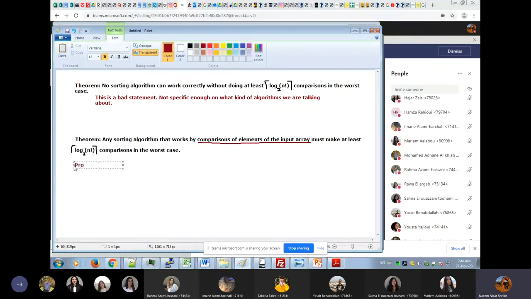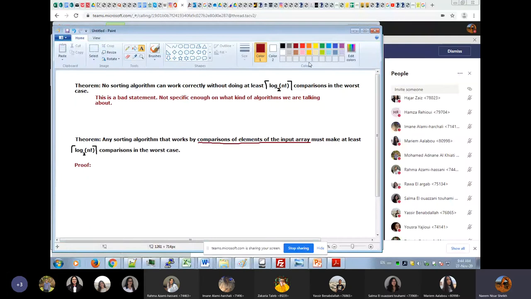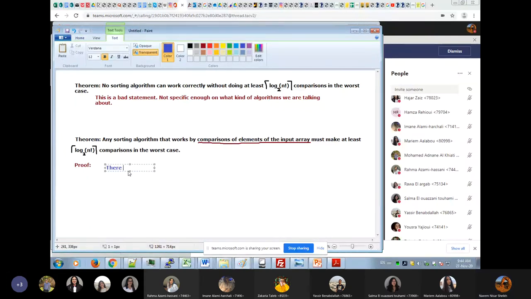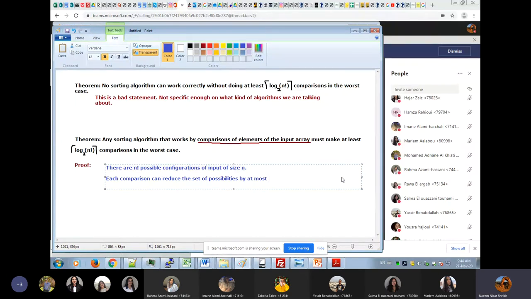Proof, I kind of did it for you, but I'm going to write it again. Right, there are n factorial possible configurations of input of size n. The input can come in n factorial possible configurations. Say, the biggest guy is in the third cell, and the second biggest guy is in the fourth cell, and so on, right? Now, each comparison can reduce the set of possibilities by at most half, right?